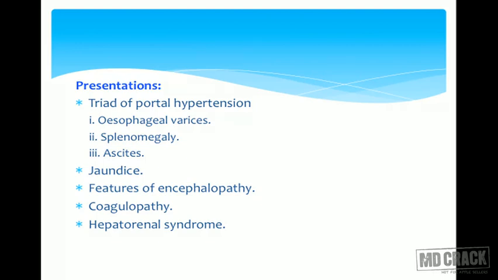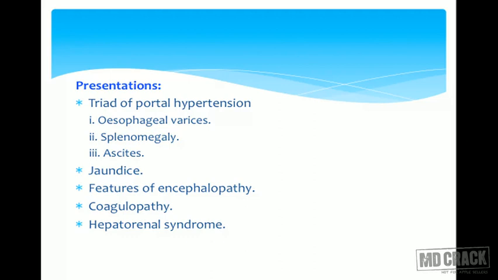So what are the presentations of portal hypertension? The triad of portal hypertension is formed by esophageal varices, splenomegaly and ascites. If you are asked a question, which of the following does not form the triad of portal hypertension, they may add a few additional things like jaundice or coagulopathy or encephalopathy. Only these, if present, form the triad for portal hypertension: esophageal varices, splenomegaly and ascites.